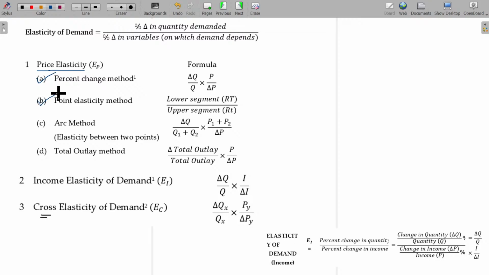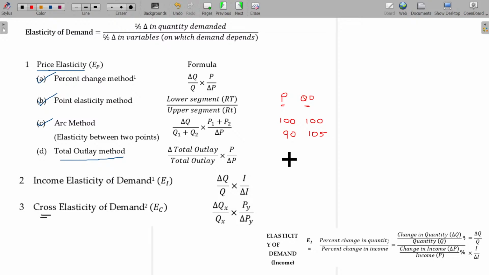Percentage change method, point elasticity method, arc method. Now let me explain the total outlay method here. Let's see, price and quantity demanded. If the price is 100, quantity demanded being 100. You just think over this way. If the price decreases to 90, quantity demanded increases to 105.